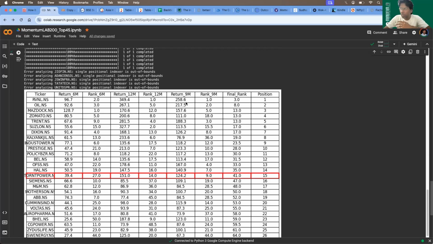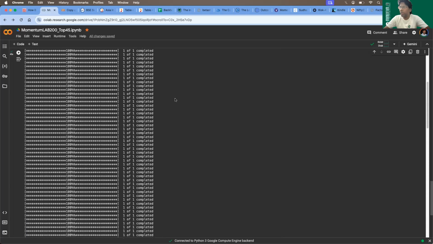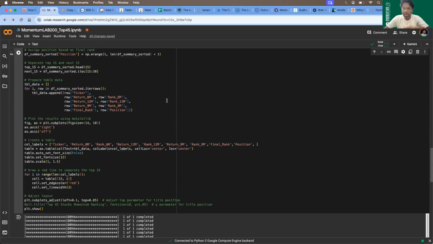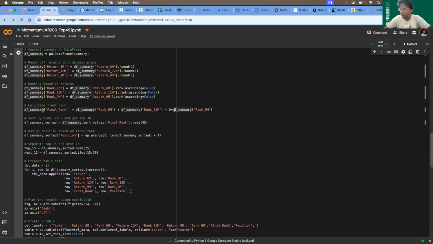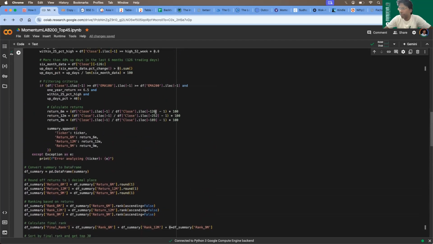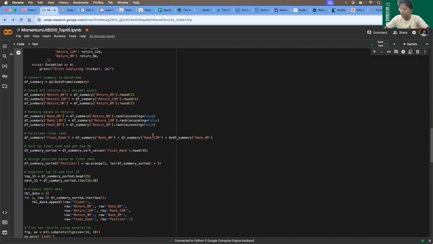I can remove this part of the code also. I just put it there in case someone wants to tweak around with different periods, whatever you want, and you can change the values here. In the final rank, I put 6 month plus 12 month, and I multiplied the 9 month rank with 0, and hence it became a dummy. You can always change these numbers. For every month, I take it as 21 trading days. So 6 months is 21 into 6, 126. 1 year is 12 into 21. And 9 months is 9 into 21. That way you can play around with the returns of different months and get the values.